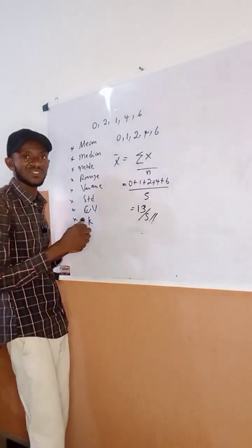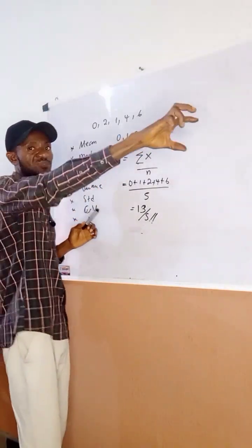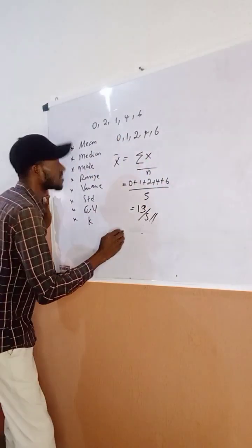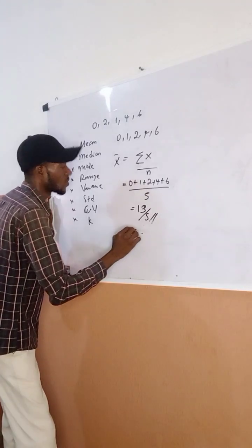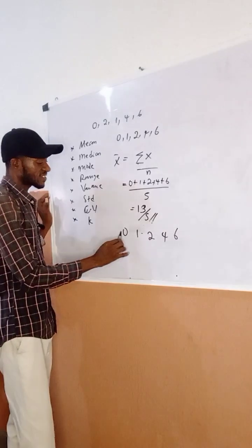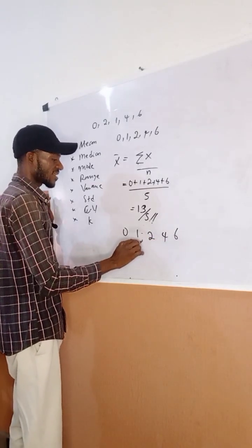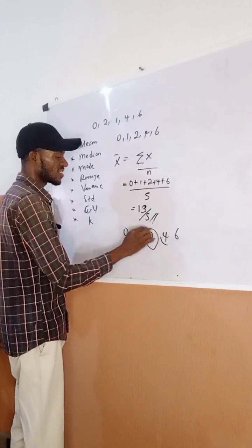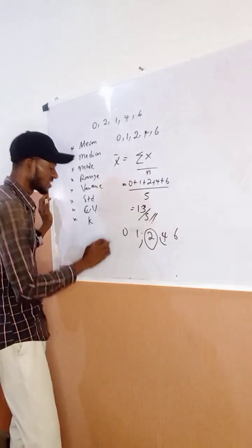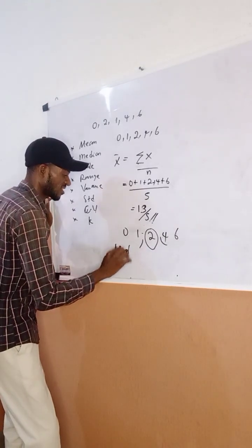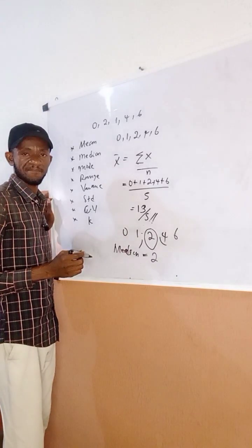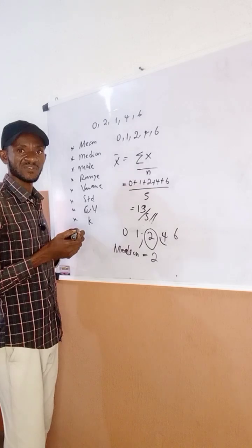Then we come to the median. The median is the central observation when we arrange the data in ascending or descending order of their values. The data is like this: 0, 1, 2, 4, 6. When we say 1, 2, then here and here, the central observation is 2, when we have sorted this data in ascending order. So in this case, my median equals 2. The central observation.